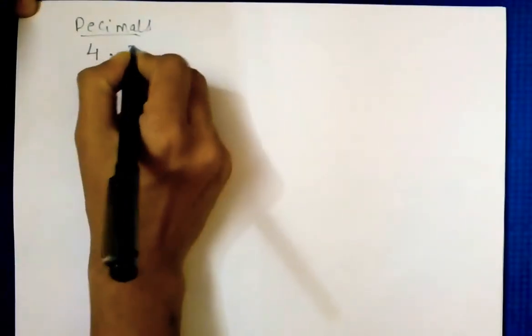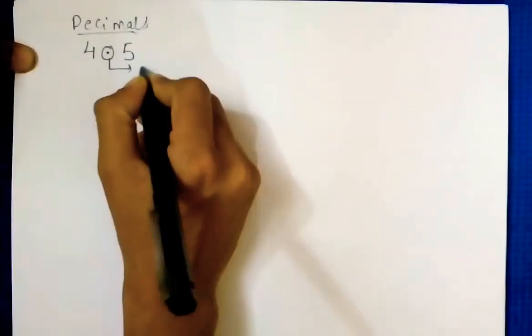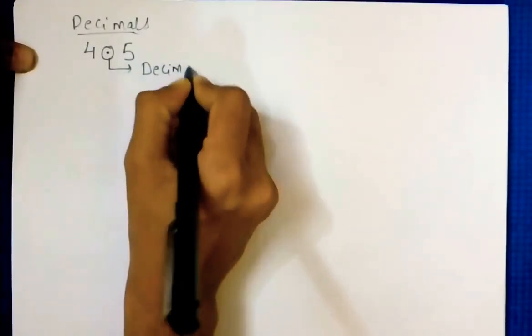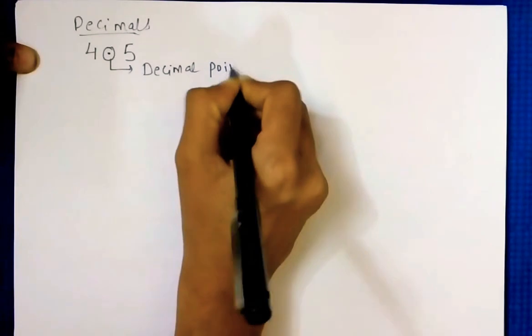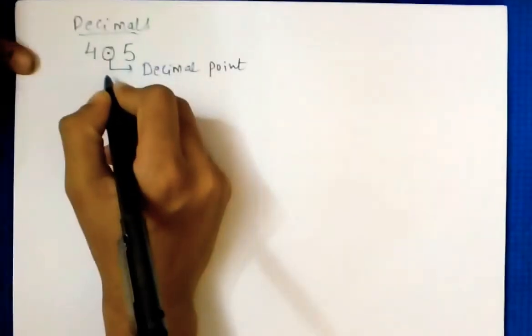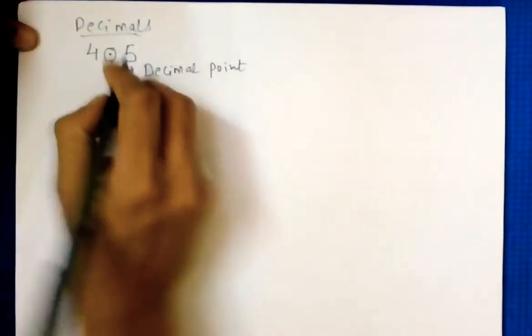For example, if I write 4.5, this is your decimal number and this point is our decimal point. This is your decimal point and this number is called a decimal number. Let us take another example.